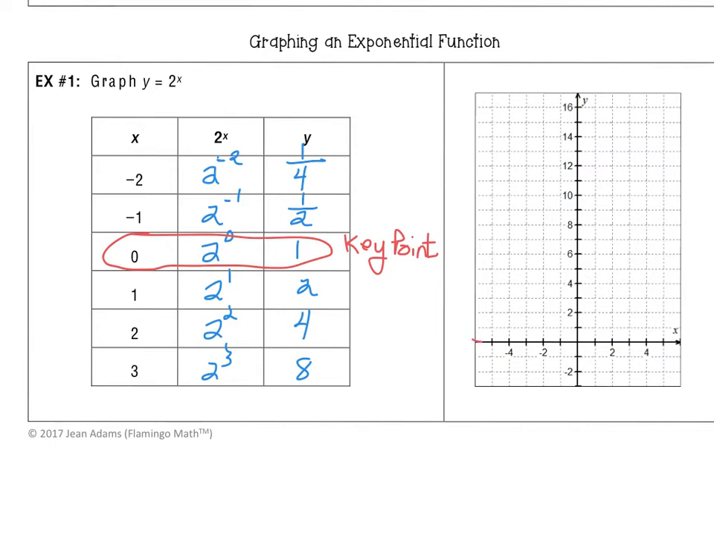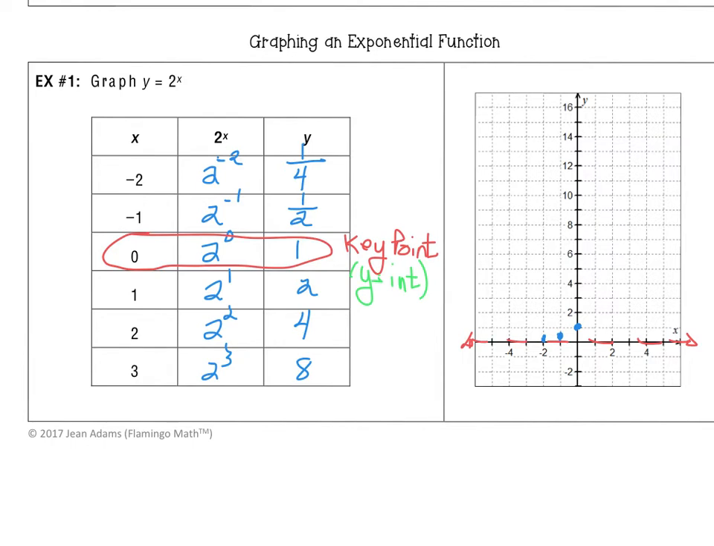We're going to plot my asymptote first. All right, and then we're going to plot our points. So at negative 2, y has a value really close. I'm going to try not to touch that asymptote. And then at negative 1, we're at positive 1/2. It's a little bit higher. And then at 0, we're at 1. That's that key point. It also, in this particular case, happens to be our Y-intercept. And on the parent function, the Y-intercept is our key point.